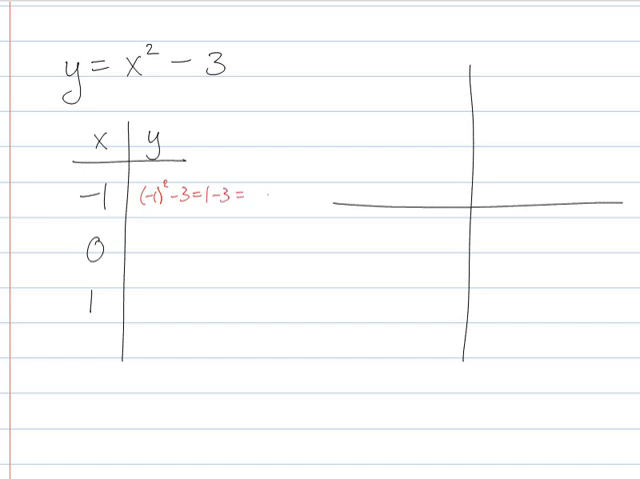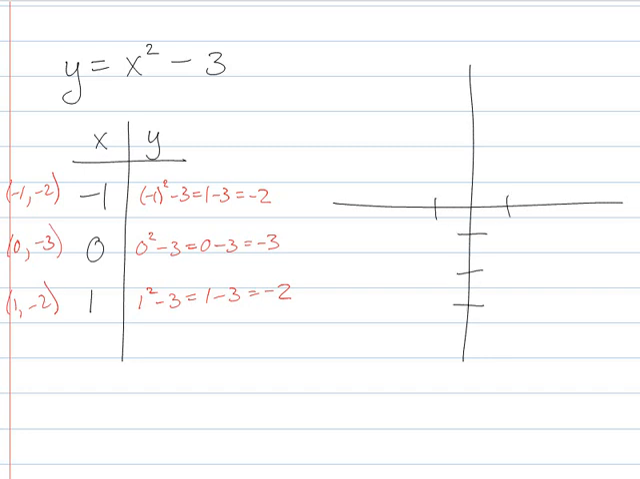Assuming you did that, we have negative 1 squared minus 3, so 1 minus 3 is negative 2. 0 squared minus 3 is 0 minus 3, or negative 3. And 1 squared minus 3 is 1 minus 3, or negative 2. So we have (-1, -2), (0, -3), and (1, -2). And then here is our beautiful little parabola, looking something like that.